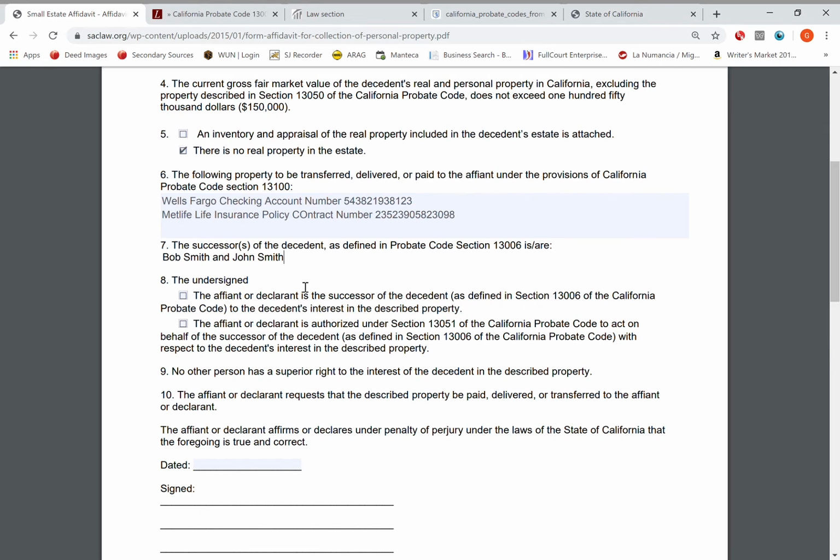Let's pretend that John Smith, listed above, is mentally incapacitated and he has an agent under a power of attorney who would act for him. That person could sign off, as could a conservator or guardian for John Smith. If John Smith was under 18, you could have a guardian sign off for him. So that's what we're talking about with the second box. We'll just check the first one to make life easy.